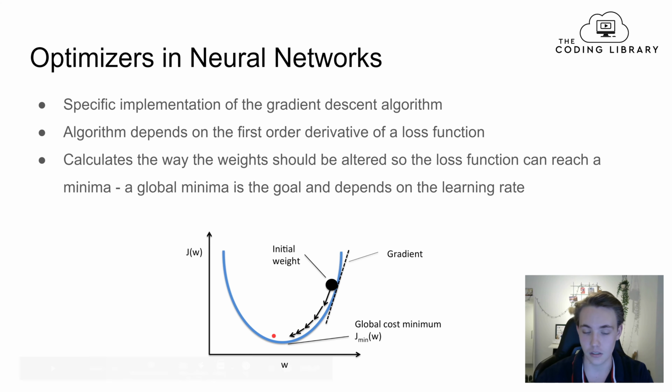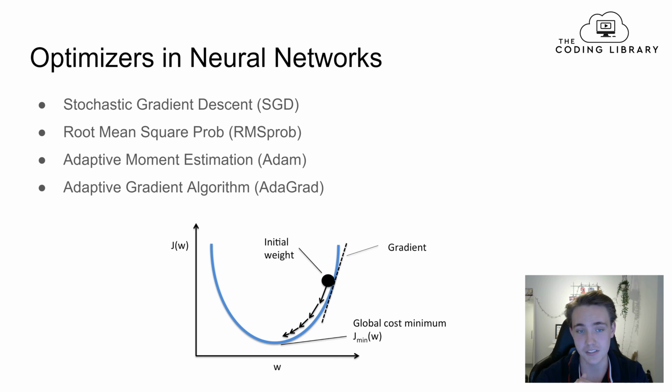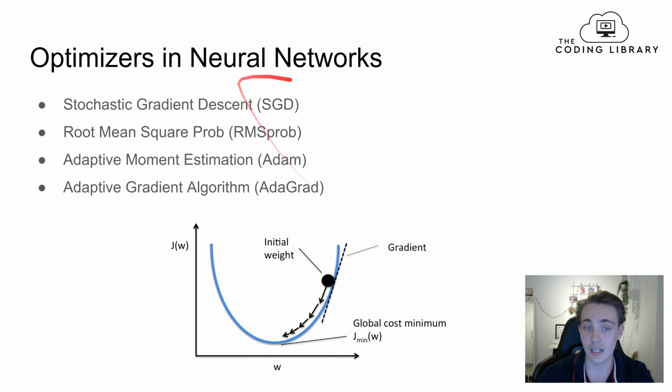This is the global minima of our function here. Some of the optimizers we're going to use in neural networks are stochastic gradient descent, which is one of the most used ones, together with adaptive moment estimation, which is the Adam optimizer. We also have RMSprop, root mean square propagation, and the adaptive gradient algorithm, Adagrad. These are some of the most used optimizers in neural networks, and we're going into the API documentation to see in which situations we're going to use these.